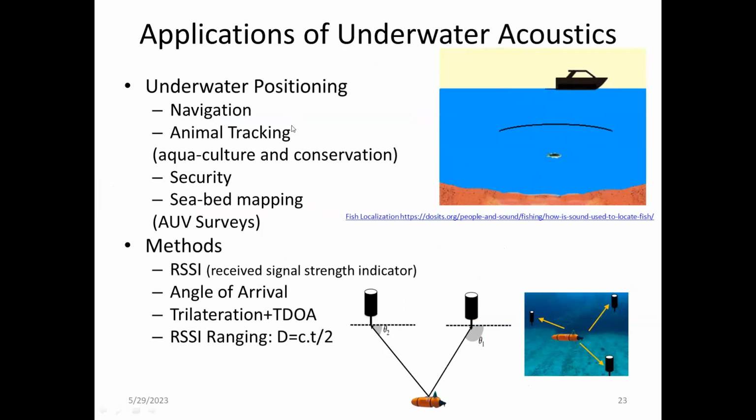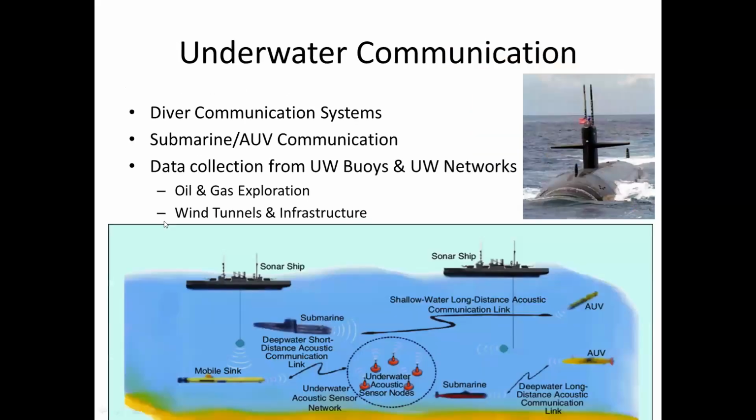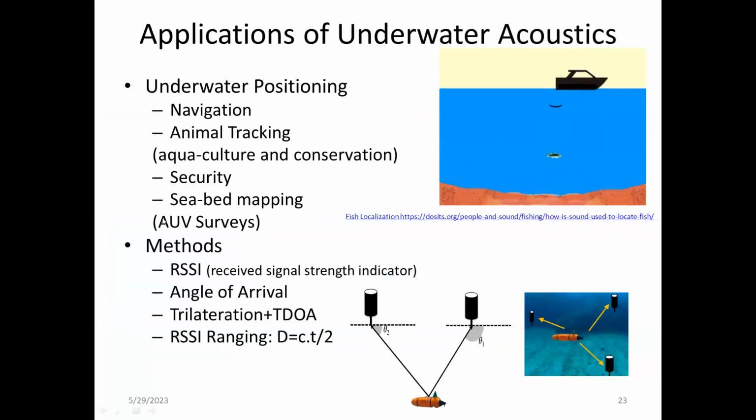So similarly, you can do the animal tracking, and similarly, these ships can use the sonars for navigation, but instead of detecting a fish underwater, they are focusing on some iceberg or some obstacle. Similarly, for security reasons we can use, and for seabed mapping, for AUV service, we can use sonar systems.